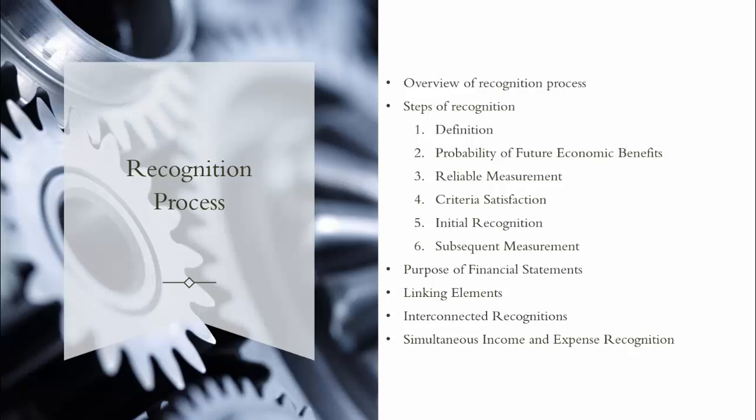Example, this means you should be able to use invoices, market prices, or other evidence to prove the item's value. 4. Criteria satisfaction. Confirm that both the probability of future benefits or costs and reliable measurement are met. Example, both these checks need to be satisfied before the item can be recorded in the financial statements.